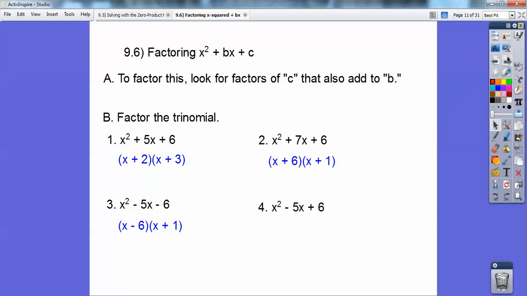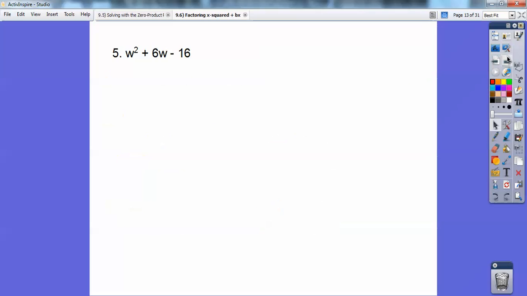What factors of positive 6 add to negative 5? I gave that up in the last one. What about this? What factors of negative 16 add to 6? Positive 8 times negative 2. What factors of negative 24 add to negative 5? 8 and 3 does that, so it's negative 8 plus 3. x minus 8, x plus 3.